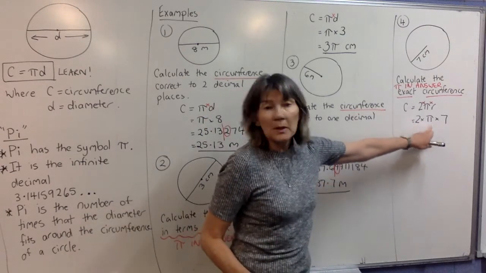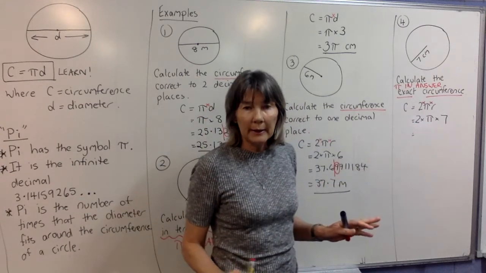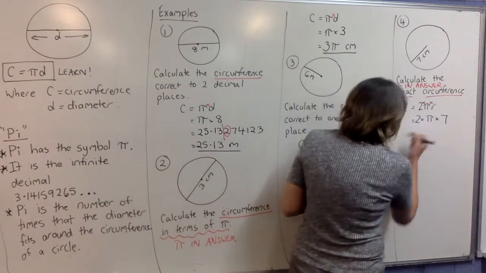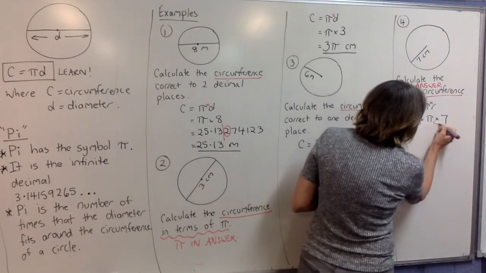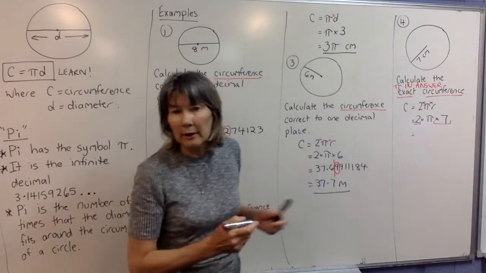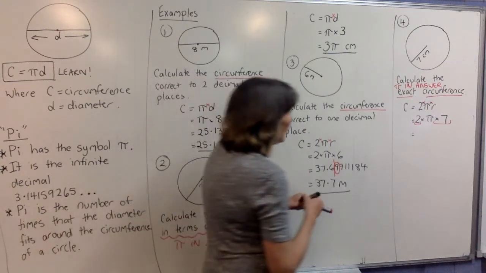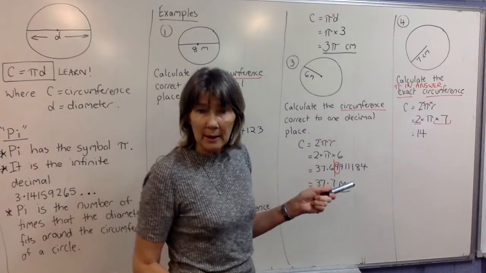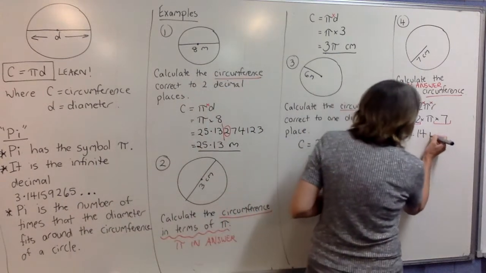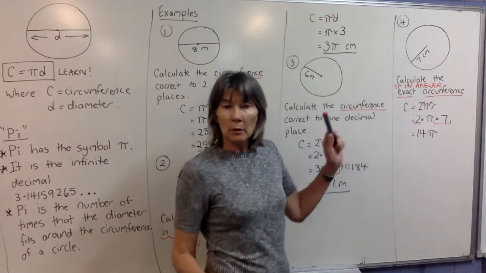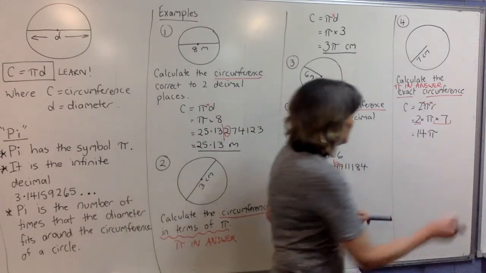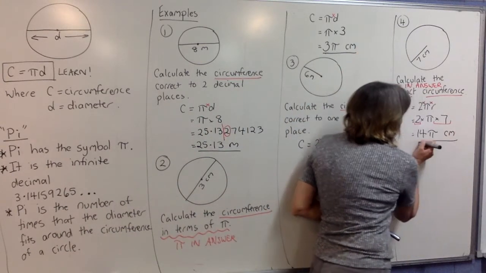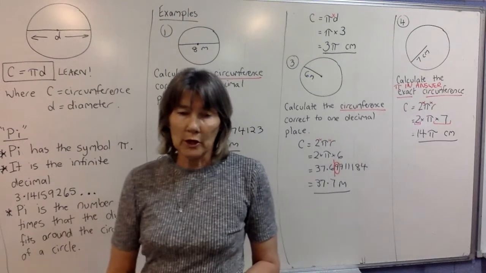So I want to keep this pi. I don't want to go to the calculator. So all you have to do is do the 2 times 7 part. You can use your calculator for that bit if you want. And get 14. And then you write your pi on the end because we want it in the answer. All right, now let's look at what units we have. It's centimetres. Write that on the end. And that's the end of the question.